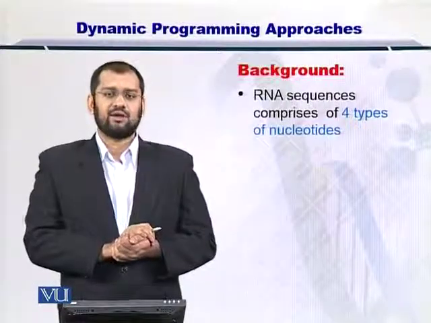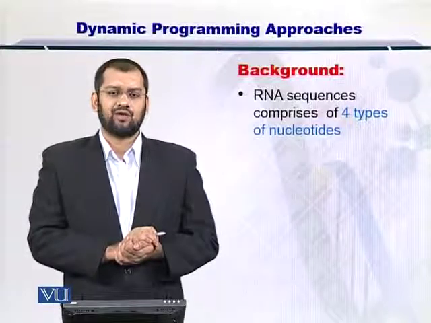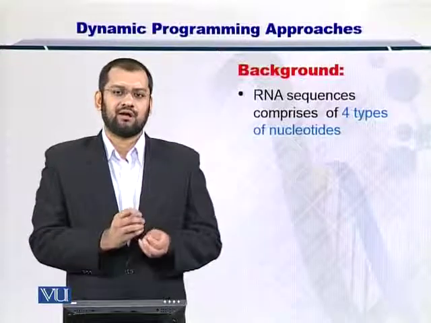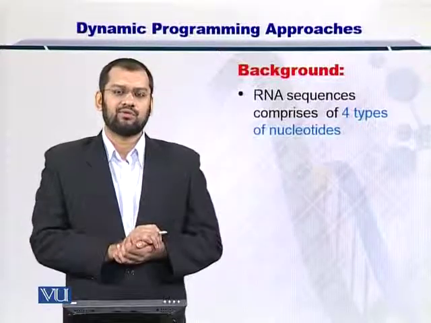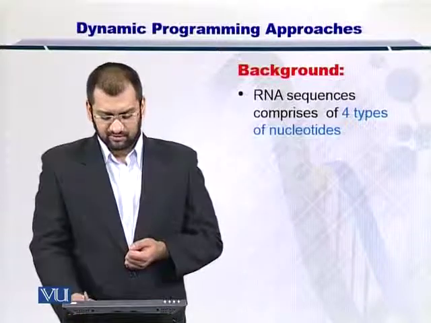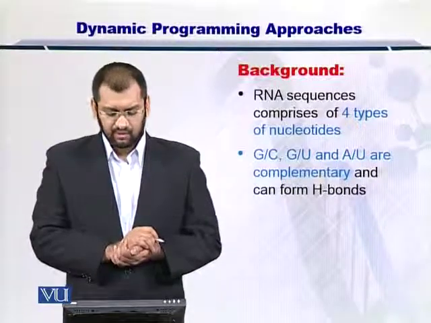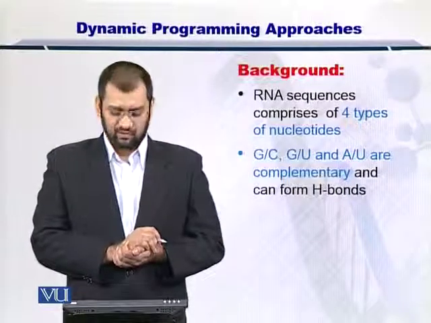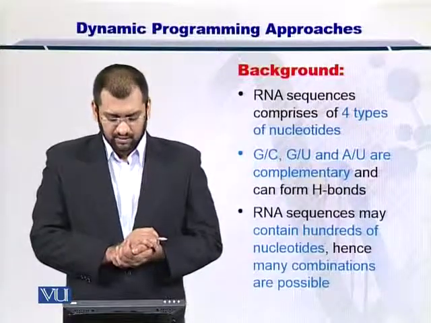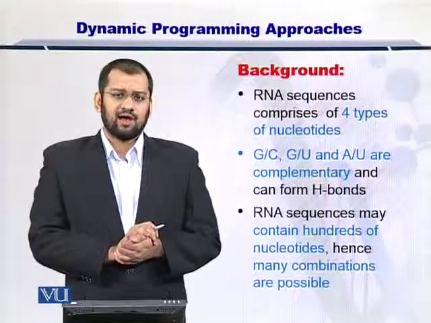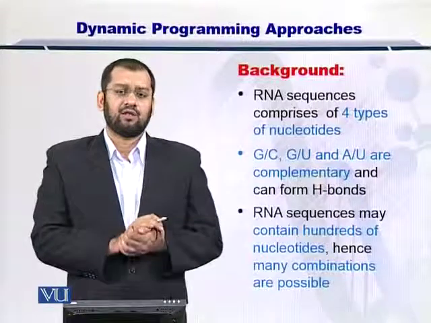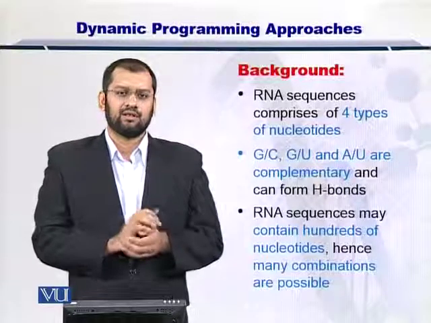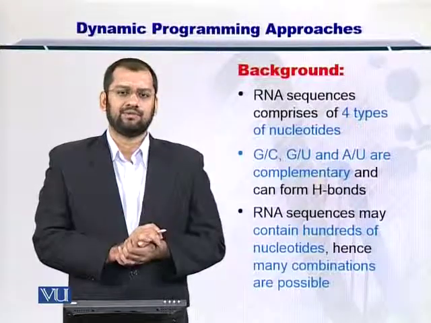So as I just mentioned, there are 4 types of nucleotides that comprise the RNA. And as a result of the combinations of these 4 nucleotides, there are these longer primary sequences which fold back to form the secondary structures. You must know that GC, GU, and AU form the hydrogen bonds. Since every sequence in the RNA may have a large number of these 4 nucleotides, it is possible that there are so many possible combinations.